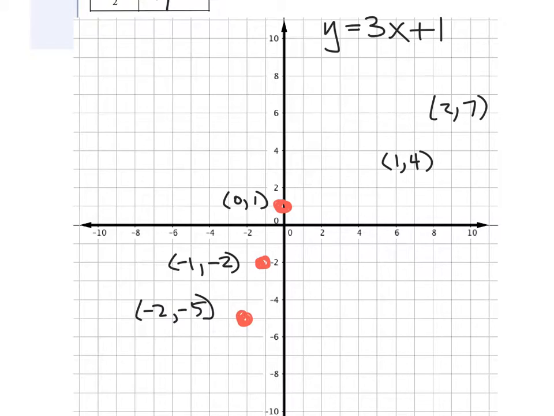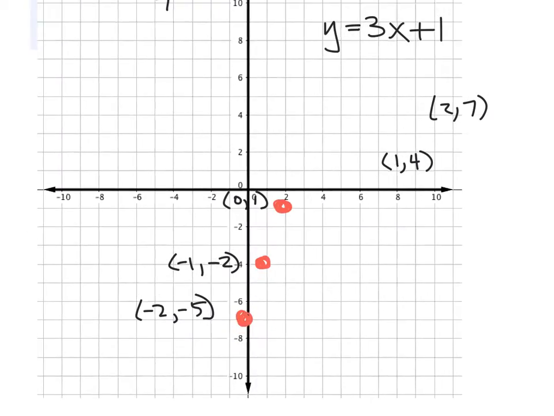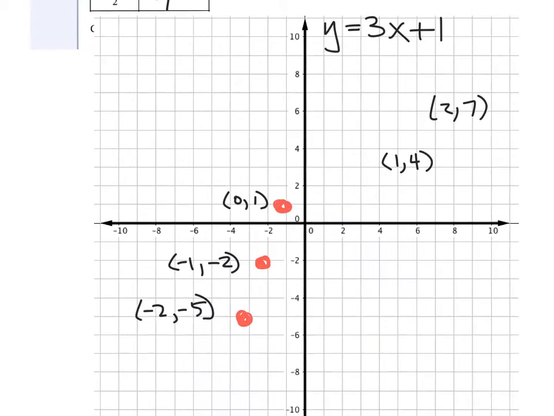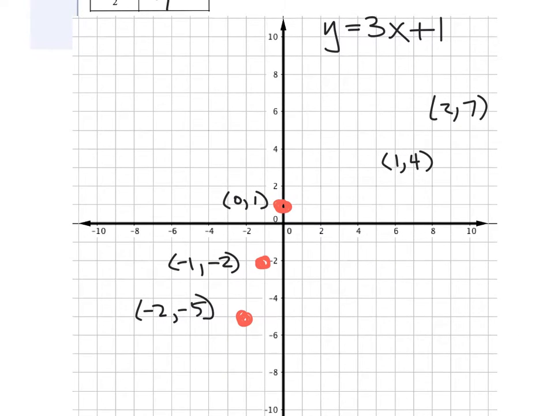And then how about 1, 4? Whoa, oh shucks. Let's see, does that go? Yeah, there we go. Fixed it. All right. So where does 1, 4 go? Well, that means you're going to go over 1, up 4. And so that's going to go right here.